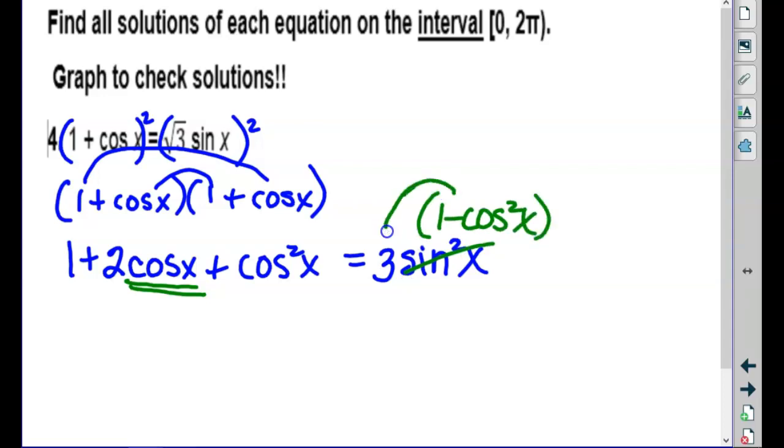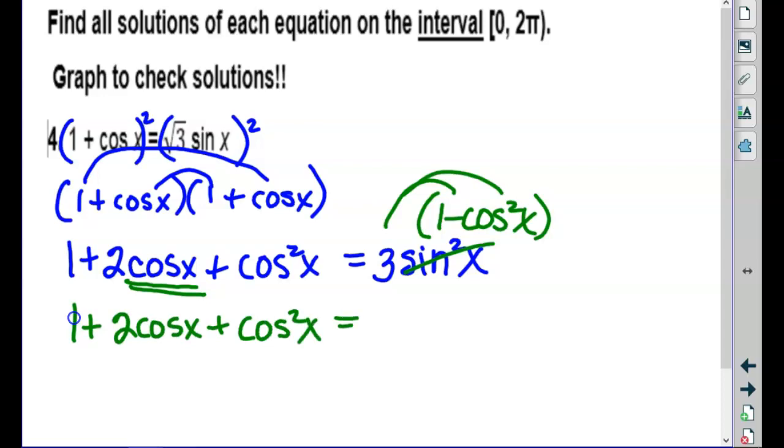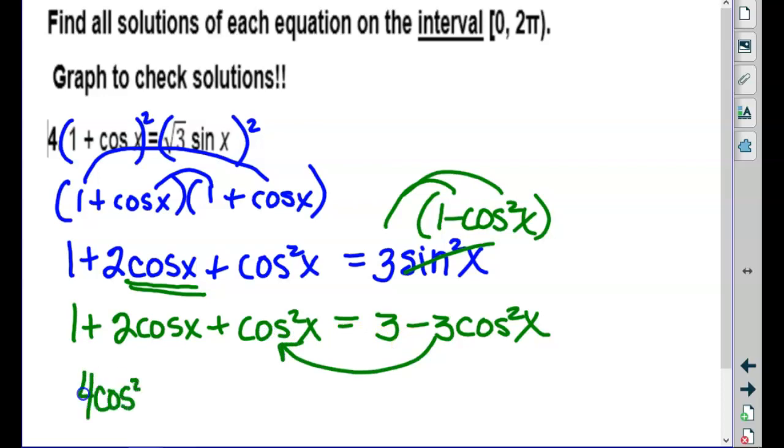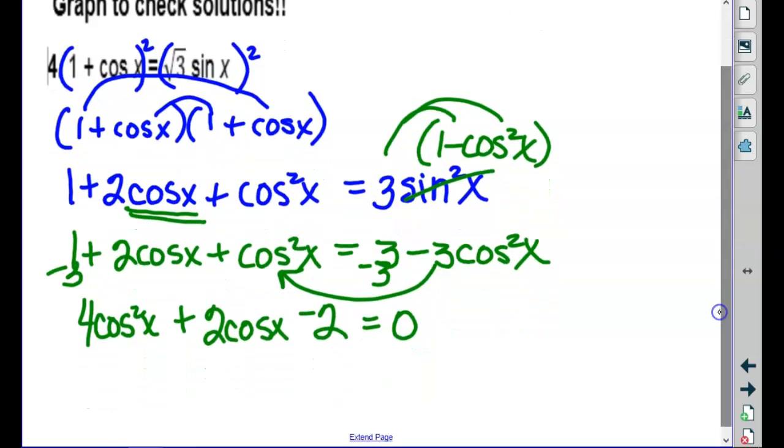All right, so distribute that 3 for me, and I have a 1 plus 2 cosine of x plus a cosine squared equals 3 minus 3 cosine squared. Okay, if I add them all over here, how many cosine squareds will I have? 4 cosine squareds. There's a plus 2 cosine of x. And then if I subtract that 3, I'll have a minus 2. What can I do to all that mess? Take out a 2.